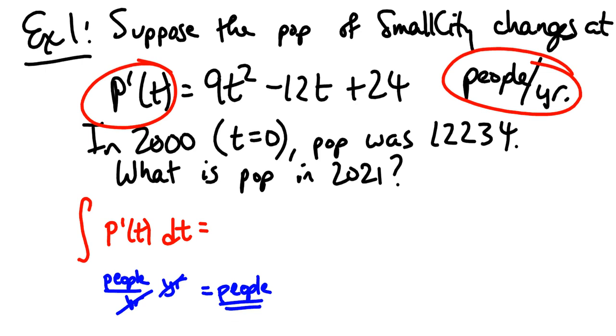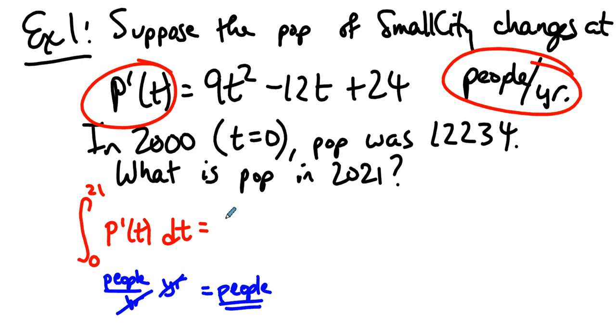What does that mean? If we integrate from a particular year to a particular year, this integral will give us the net change in the number of people. If this integral turns out to be 40, that will mean there were 40 more people in 2021 than there were in the year 2000. Whatever this number is, it will represent the net change in the number of people from 2000 to 2021.